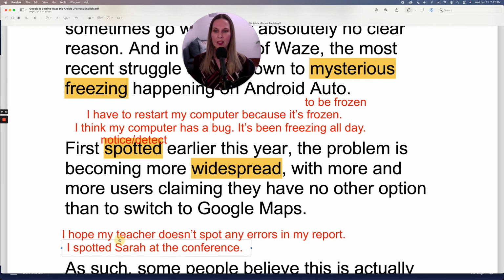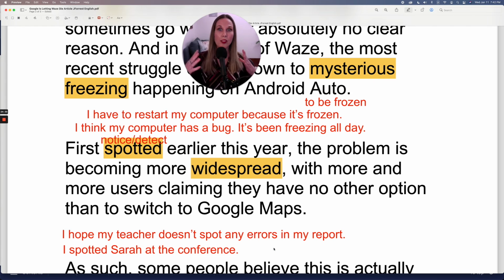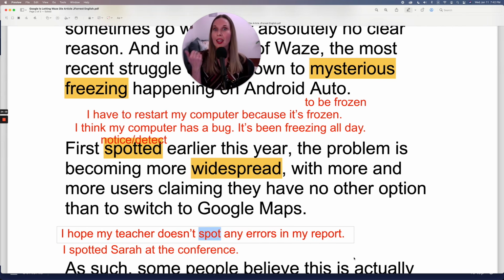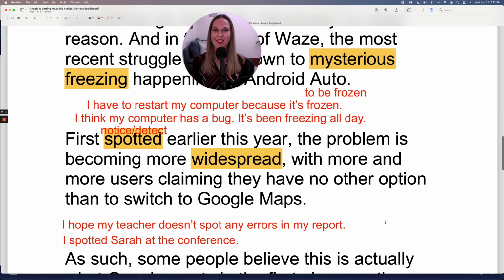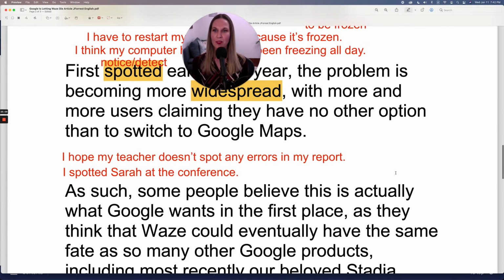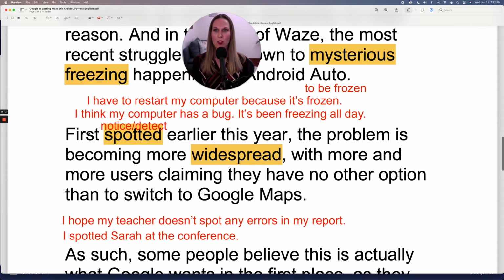So in this case, it makes sense because there are a lot of people at the conference, and then you see, you notice, you detect because you're looking for Sarah. I think Sarah is here. Oh, there she is. I spotted Sarah at the conference. So it is a good one. For now, you can practice it with spot, something like an error in a report. Let's continue on. Oh, we didn't finish this. So first spotted, first noticed, the bug was first noticed earlier this year.